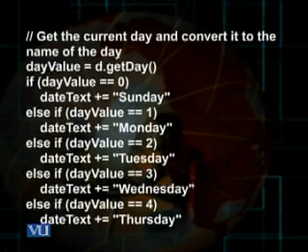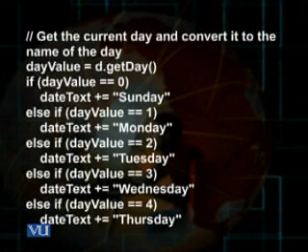This means that when the system returns the value because of d.getDay, it always returns it in terms of a number. In case this value is equal to 0, then date text, which initially had an empty value in it, no value in it, should become Sunday.